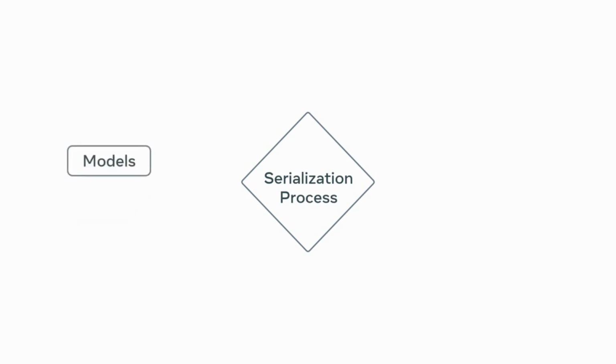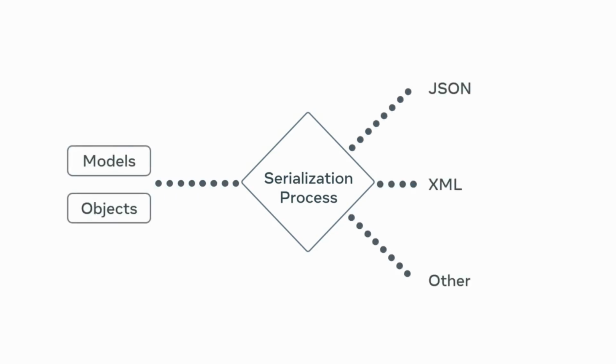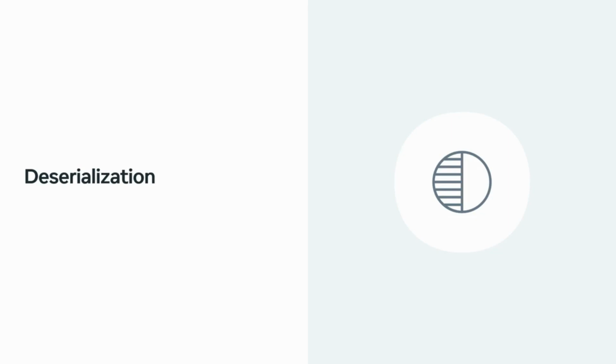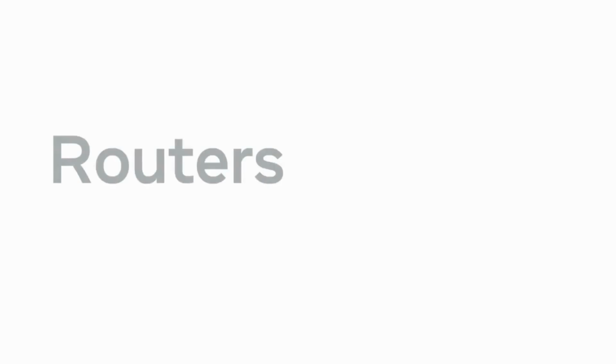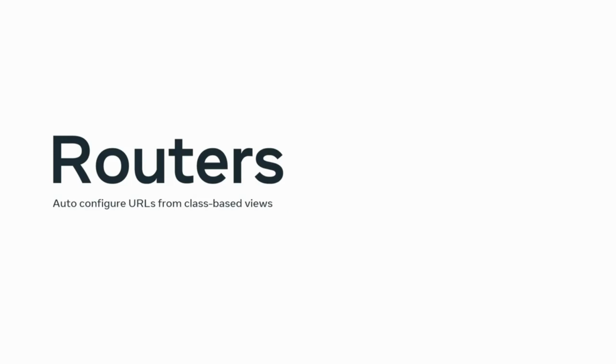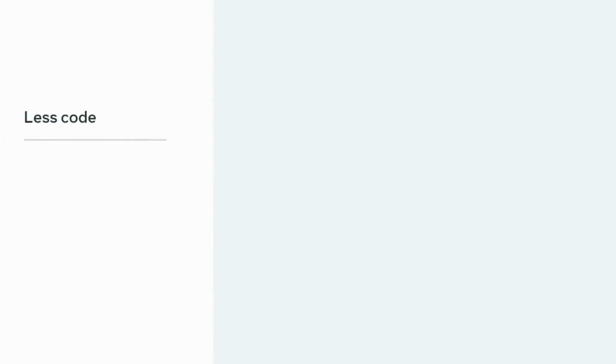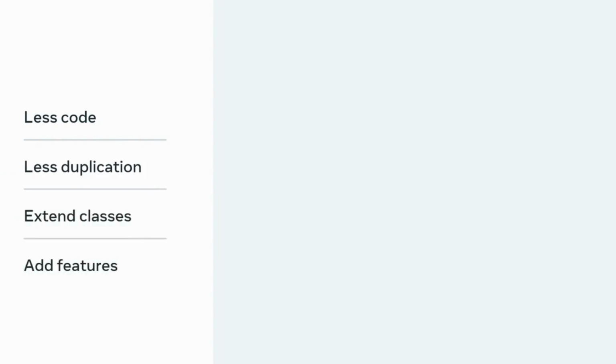They are essential for converting objects in Django models into a more readable format like JSON or XML. And what's more, the serializers can also perform deserialization, which you can use to convert user-supplied data into models to store them safely in a database, like parsing JSON data and mapping it into an existing model. And you learned about different types of routers in DRF, how to auto-configure the URLs from class-based views, and create function and class-based views. You learned about the advantages of class-based views, like how you don't have to write as much code, that there's less code duplication, and you can extend the classes and add features at any time.